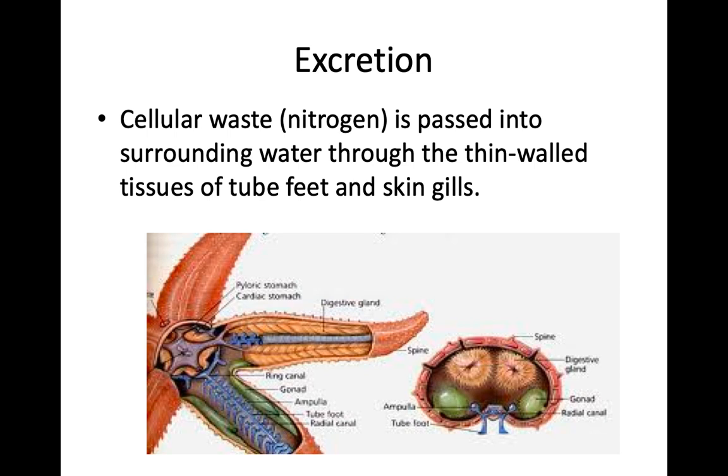All right, in terms of excretion, now I don't have it on here, but digestive waste is released as feces through the anus of the echinoderm. But when it comes to cellular waste, like nitrogen-based waste, a lot of times that just passes out through the tube feet or skin gills, depending on the echinoderm that we're talking about. But they can pass right through the walls of the tissues as well. Okay, so that's a way that they can excrete that cellular waste.